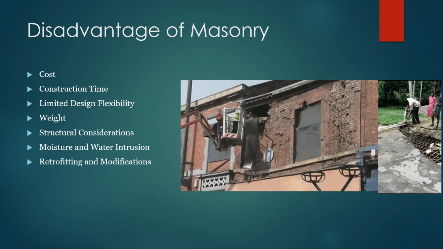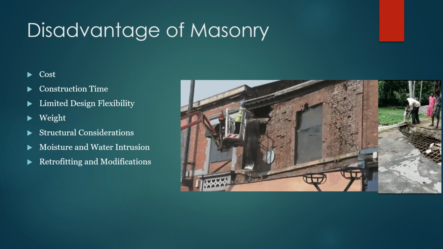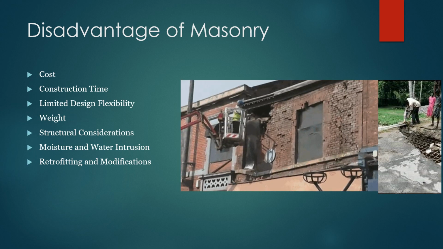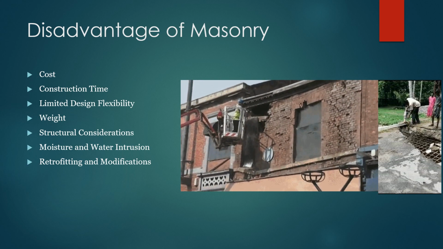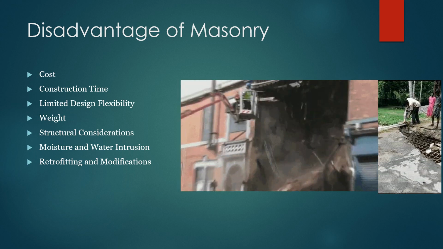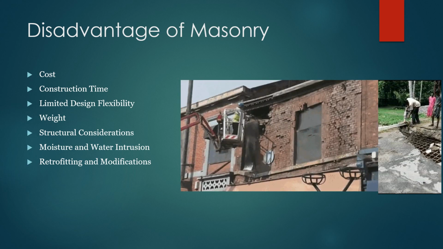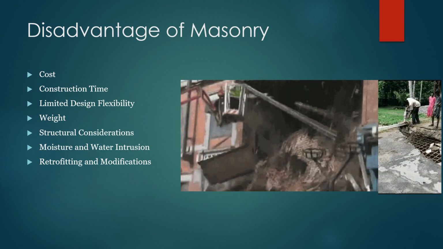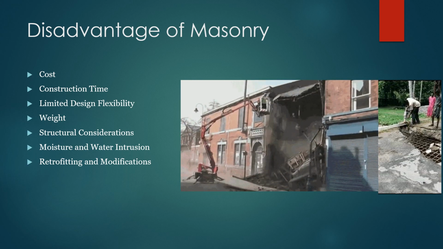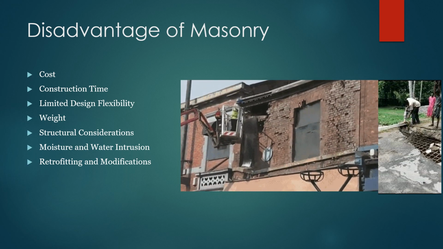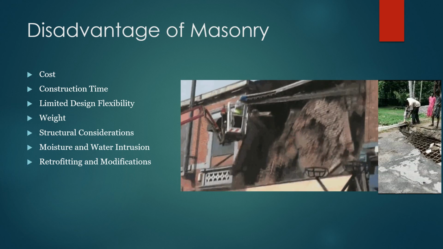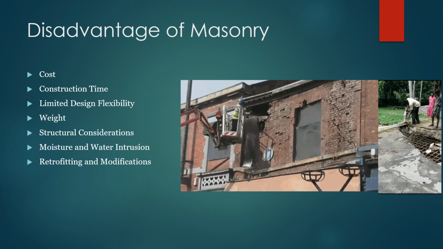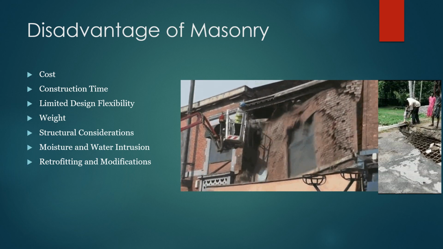Next is limited design flexibility. Masonry construction may have limitations in terms of design flexibility. Materials such as steel and glass can be molded or shaped into various forms. Masonry is generally limited to rectangular or angular shapes. Next is weight. Masonry materials are heavy, which can pose challenges during transportation, handling, and construction. Special equipment and techniques may be required to lift and maneuver heavy units.